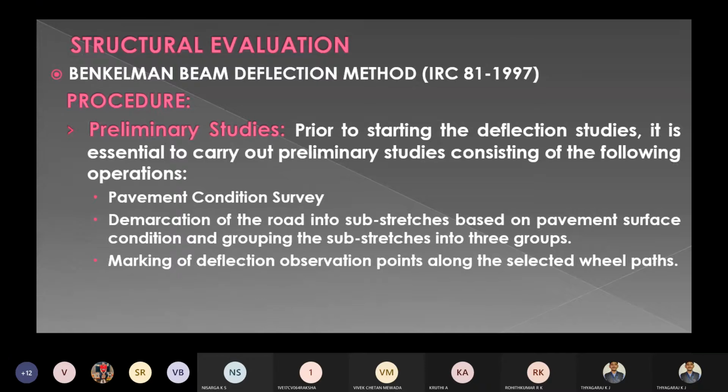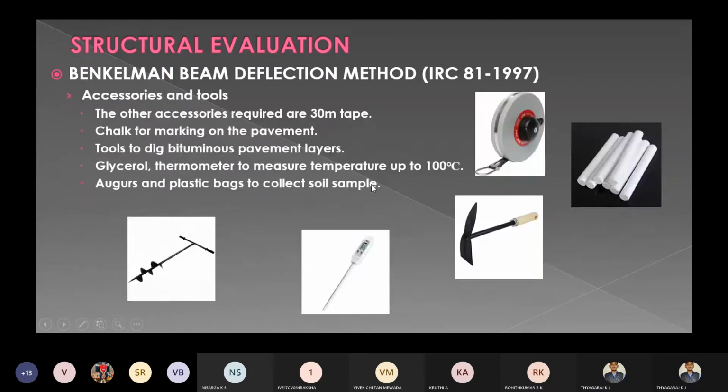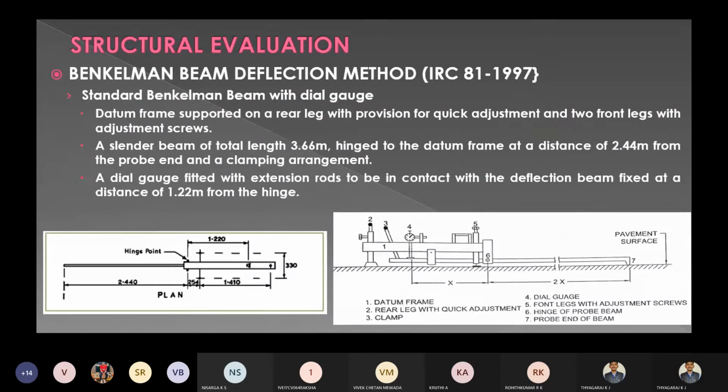So in the last class, we discussed what apparatus we require for conducting this study.